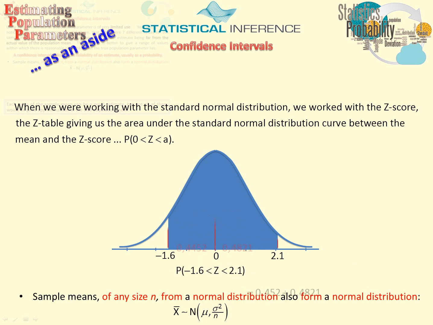So, there's the z-score for 1.6, there's the z-score for 2.1. We're going to add them together, and the probability is 92.73% that it lies between those two. Now that's what we're going to do in estimating the population mean. We're going to say the probability is 95% that it lies between these two values.